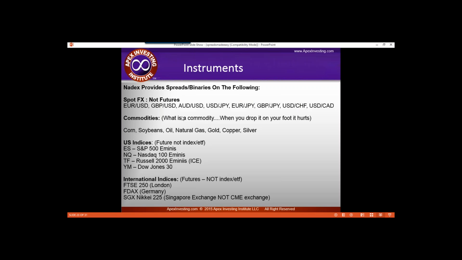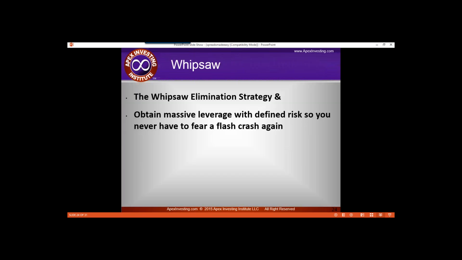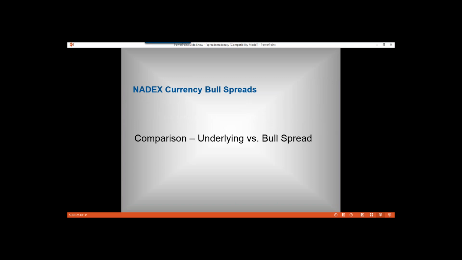Tonight we've talked about some examples showing Forex, but Nadex provides spreads on 10 different Forex pairs, commodities, meaning corn, soybeans, oil, natural gas, gold, copper, silver, U.S. indices, some international indices, stock indexes, all kinds of different options for you with spreads, daytime and nighttime. So any particular questions about how spreads work? Does everybody understand? Let me show you a quick example. Let me show you a comparison. Or before I get to that, any other questions?